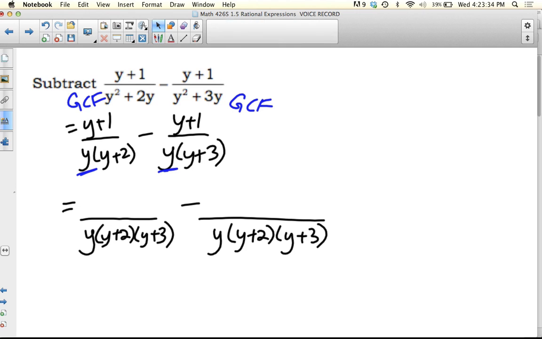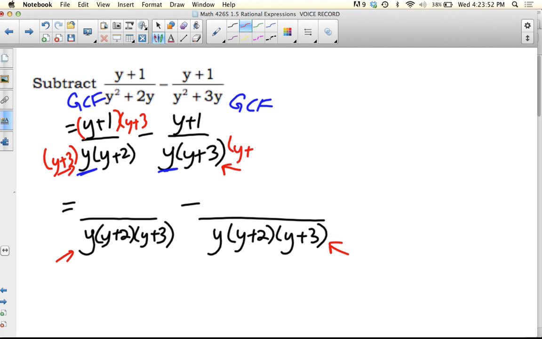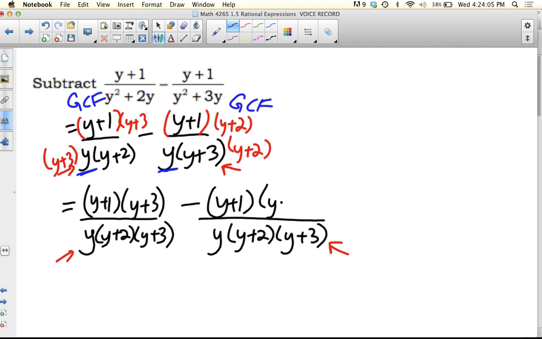How is this denominator different from this one? Well, we're missing a y plus 3, so we multiply top and bottom by y plus 3. How is this one different than our common denominator? We're missing a y plus 2. So multiplying top and bottom by y plus 2, we get (y plus 1)(y plus 3) and (y plus 1)(y plus 2).